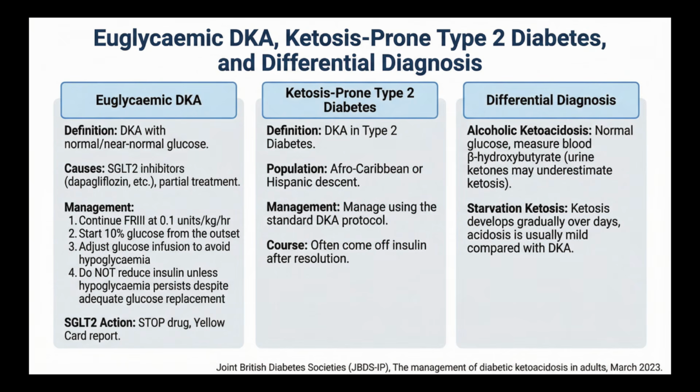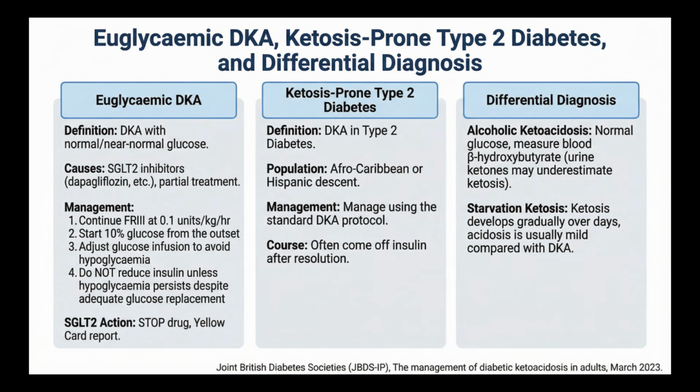Ketosis-prone type 2 diabetes. This is DKA occurring in type 2 diabetes. It is classically seen in people of Afro-Caribbean or Hispanic origin. Manage using the standard DKA protocol. The important exam point is the course. After recovery, many patients can come off insulin and continue on non-insulin therapy.